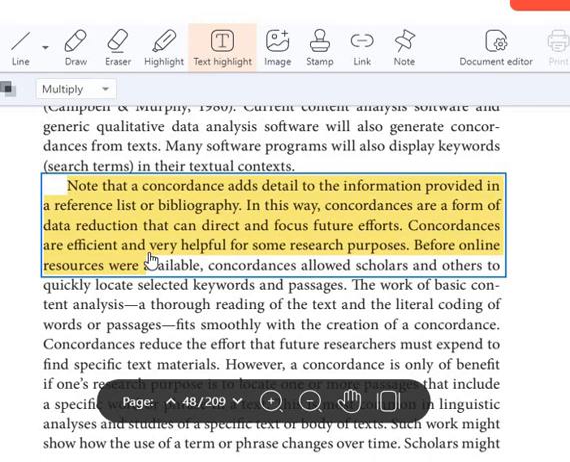Are they good? Yes, they are very efficient. They are very helpful for some research purposes. Okay, before the online era, of course it was a big help, they allowed scholars and others to quickly locate selected keywords and passages.